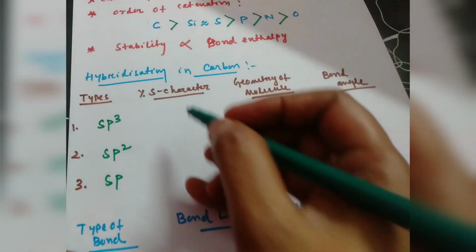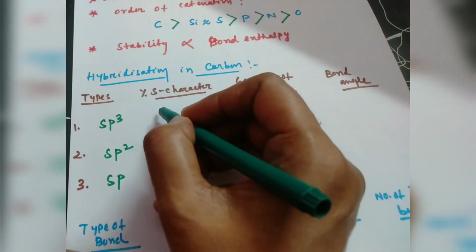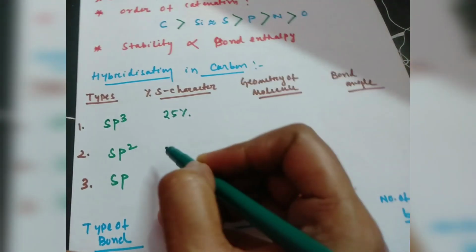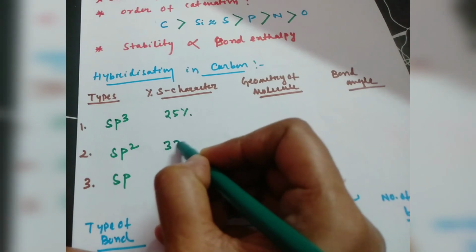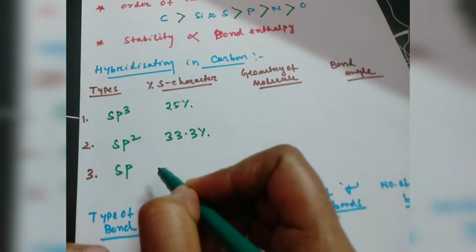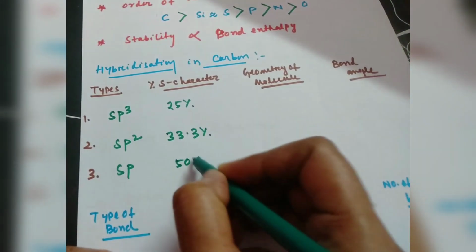Now what is the percentage of s character? Percentage of s character is here 25% in sp3. In sp2 it is 33.3%, and in sp it is 50% s character.